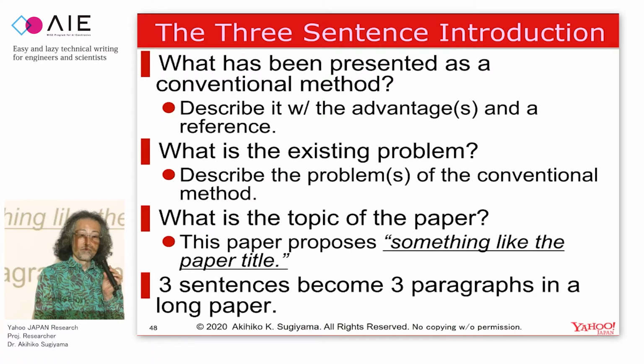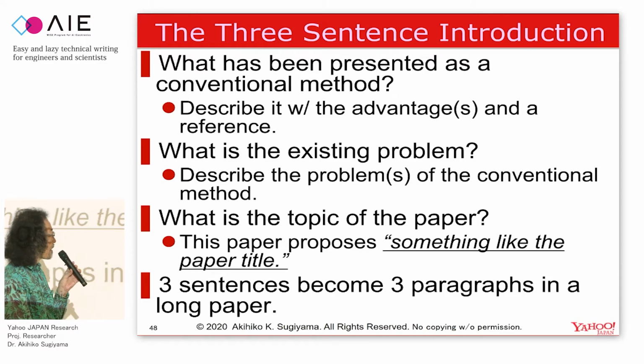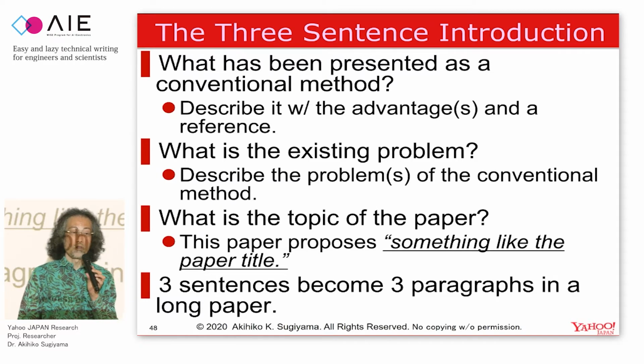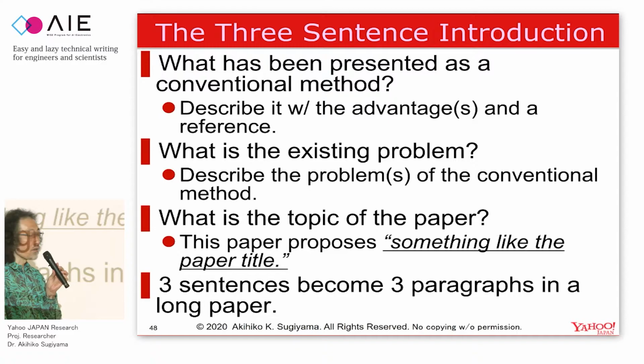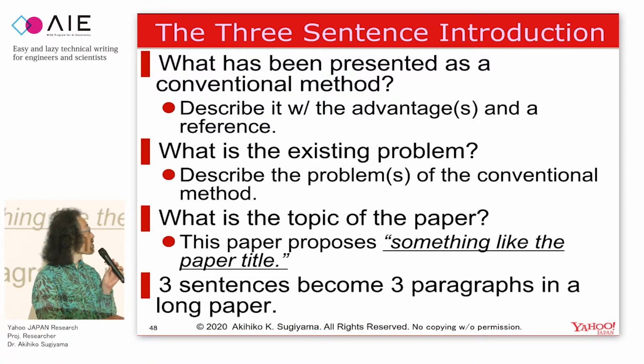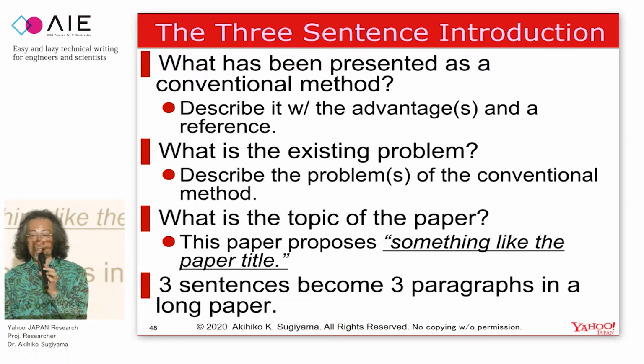And you can use the topic sentence of your abstract as the third sentence. It's just a simple combination of "this paper proposes" or "presents" followed by the paper title. It's very simple and straightforward. So let's count: 1, 2, 3. There are only 3 sentences.